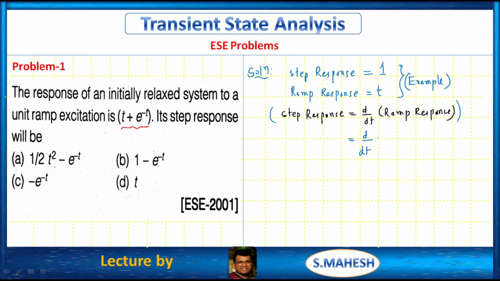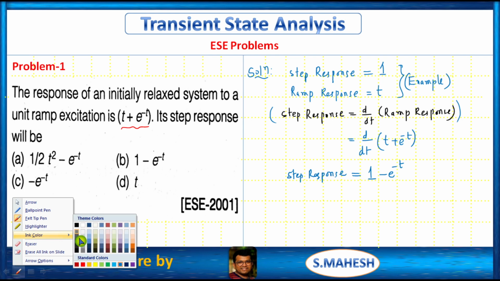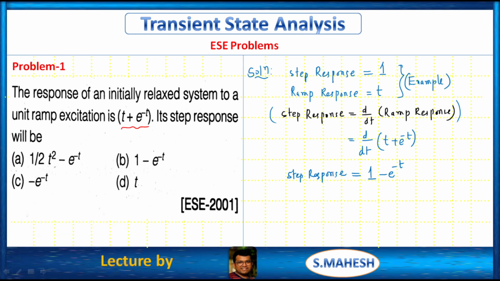d by dt of the ramp, given as t plus e power minus t. So what is d by dt of t? Simply it is 1, which is equal to 1 minus e power minus t. That's it. Very simple. Okay, option B is correct.